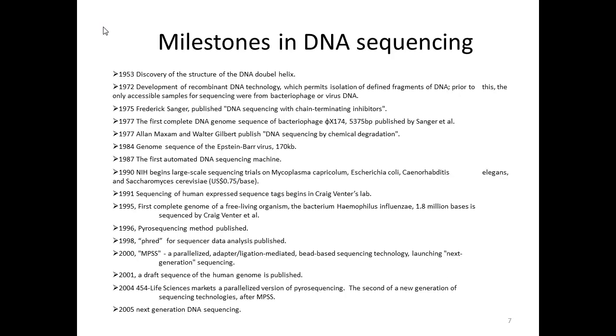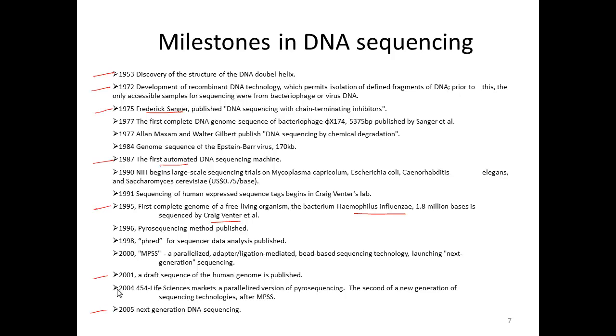So in this slide we highlight some of the milestones in DNA sequencing: discovery of the double helix, development of recombinant DNA, the first publication by Fred Sanger of DNA sequencing with chain termination inhibitors that we're going to see. That's why we call it Sanger sequencing. Then in '87, the development of automated DNA sequencing machines. Up until that point, it's DNA gels, which people poured by hand. Now the method is automated. Then in 1995, the first genome of a bacteria is sequenced, Haemophilus influenzae, by Craig Venter and his team. In 2001, a draft sequence of the human genome is published.